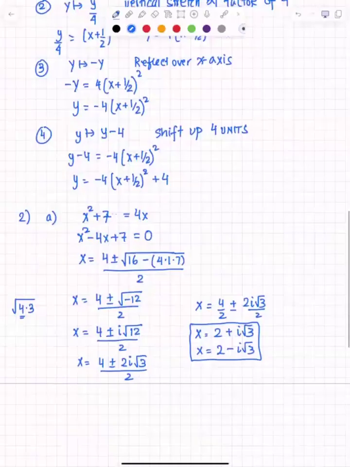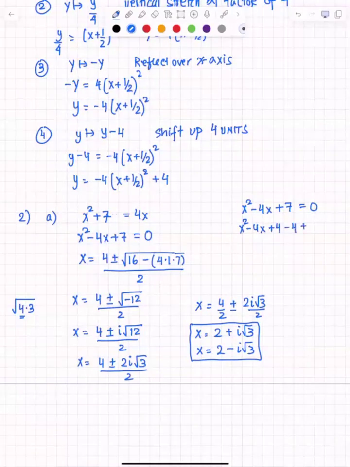Some students did this problem by completing the square, which is perfectly fine. x squared minus 4x plus 7 equals 0. That is x squared minus 4x. Half of negative 4 is negative 2. The square of that is 4. Subtract 4 also. So that is x plus half of negative 4, which is minus 2, squared.